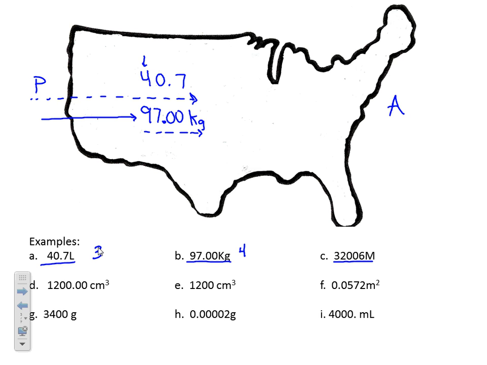Example C, 32,006. I'm guessing that's supposed to be a meter, a lowercase m. The decimal is absent, so we're going to approach that number from the right-hand side, and we're going to go from right to left in counting our significant digits. The first non-zero digit is the 6, so that and everything to the left of it is significant. So the 6, the 2 captive zeros, the 2 and the 3 are all significant. So this number has 1, 2, 3, 4, 5 significant digits.